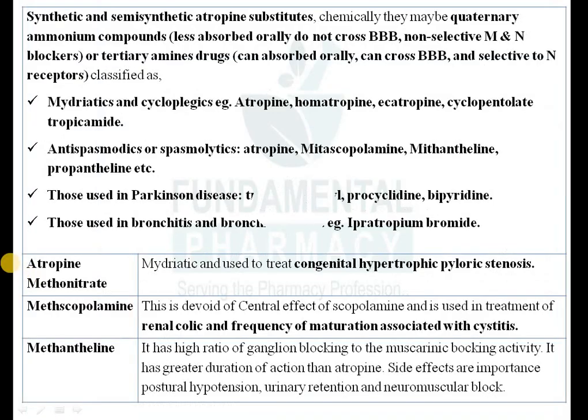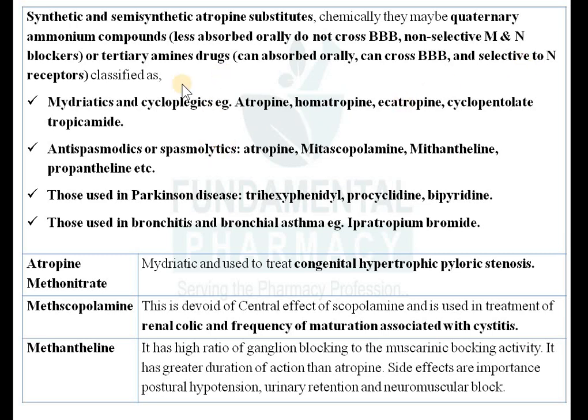Now synthetic and semi-synthetic atropine substitutes are chemically quaternary ammonium compounds and tertiary compounds. Quaternary compounds are less absorbed orally and do not cross the blood-brain barrier. Okay, and they will non-selectively block the muscarinic as well as nicotinic receptors. Tertiary amines can be absorbed orally and can cross the blood-brain barrier, and they are selective to muscarinic receptors.